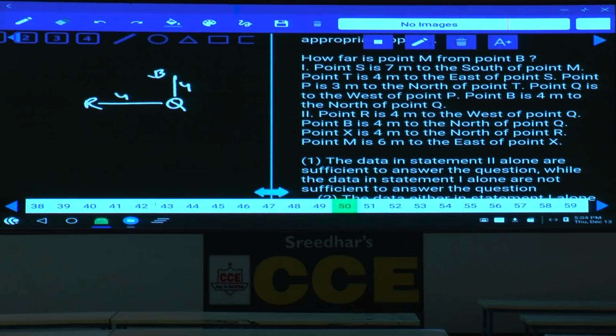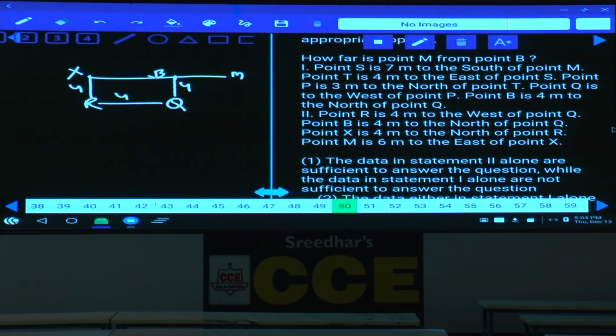X is 4 meters to the north of R. X is how many meters? 4 meters. To the north of what? North of R. X is 4 meters to the north of R. M is 6 meters to the east of X. North of R, this is X. M is 6 meters to the east of X means from here, M will be somewhere here. And what is the distance here? 6 meters. Then are we getting the answer or not?